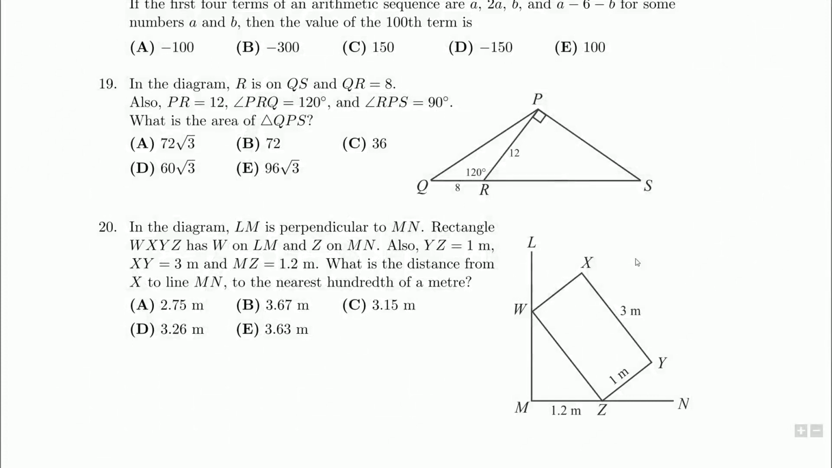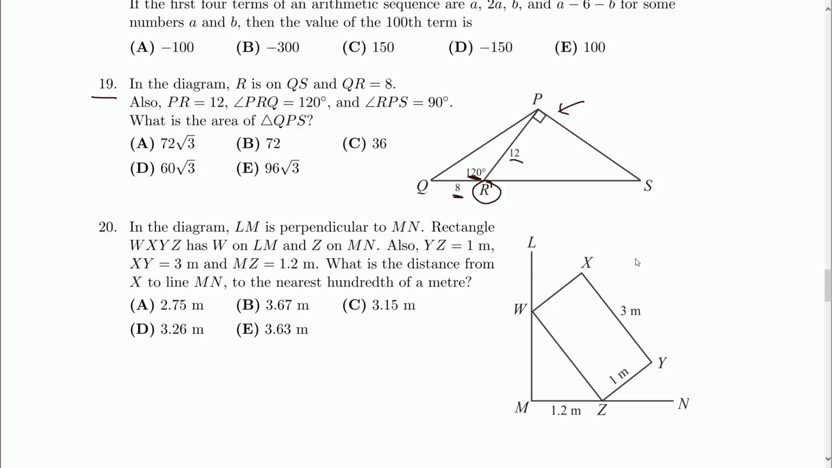We're looking now at question number 19 on our 2008 Fermat paper. In the diagram, R is on QS and QR is 8. Also, PR is 12 and PRQ is 120 degrees. And RPS is 90 degrees, like we've got up here. What is the area of QPS? Okay.